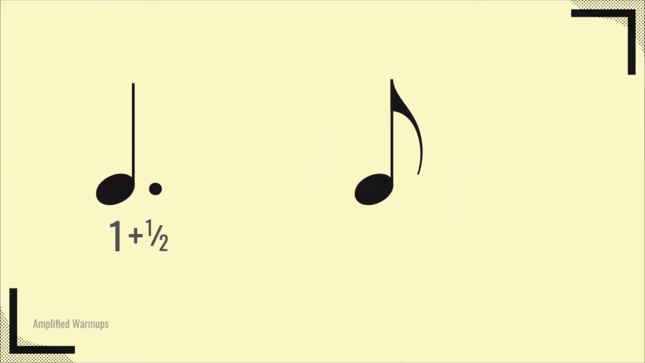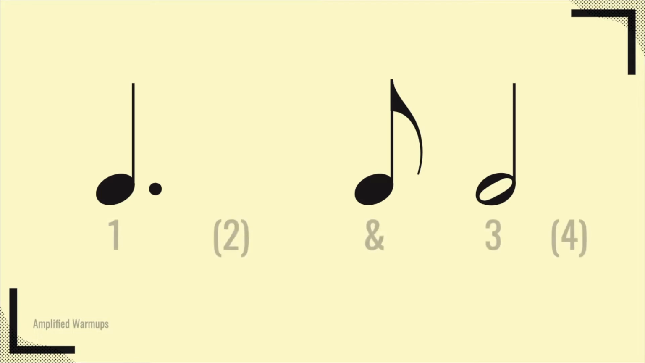At first you will see a dotted quarter followed by this note, which is a single eighth note. It lasts for half a beat. These two notes together equal two beats. So if you have these notes at the beginning of a measure, the next note or rest will happen on beat three. This rhythm is counted 1 and 3.